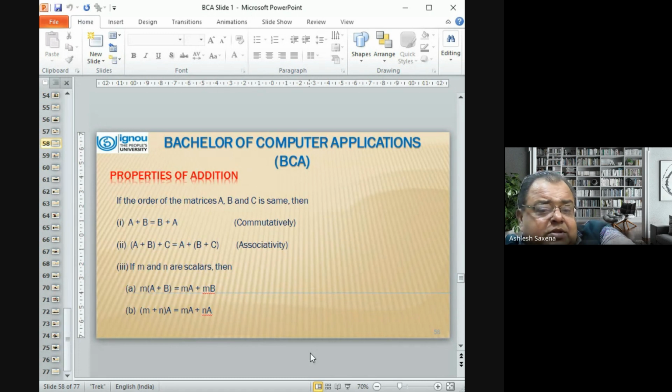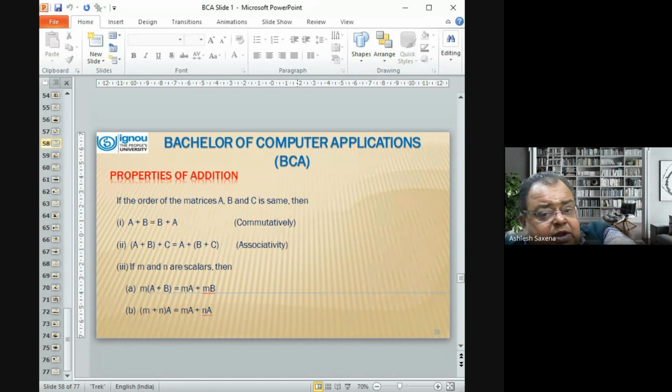What are the properties of addition? I told you, addition is only possible if we have matrices of the same order. If matrices are of the same order, then it's correct. It can be A plus B, which will be equal to B plus A.